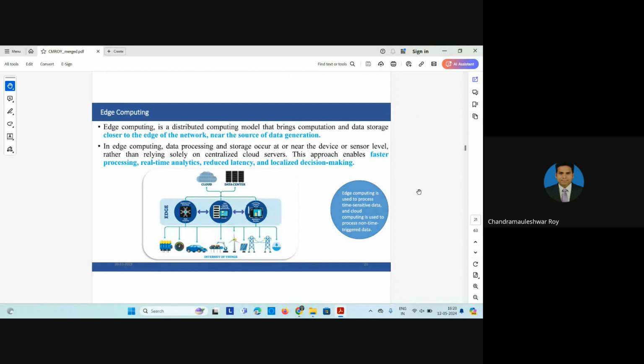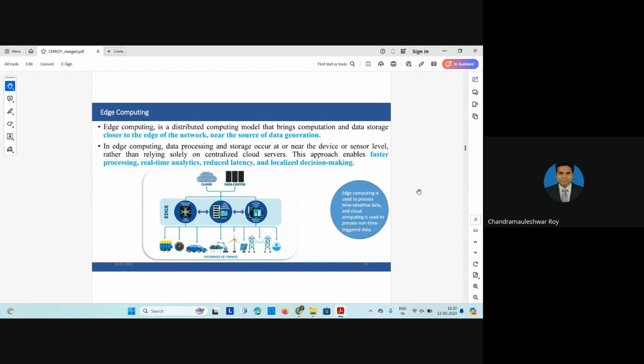Okay, so edge computing is a computing model that brings computation and data storage closer to the edge of the network. That's why its name is edge computing. It is near the source of the data generation. Who is generating the data? That is the sensor. See in the figure below, there are different IoT devices, and nearby, the computation happens here only. So that is very fast.